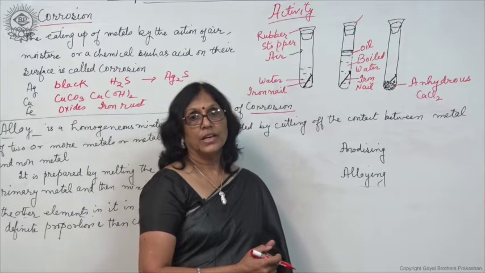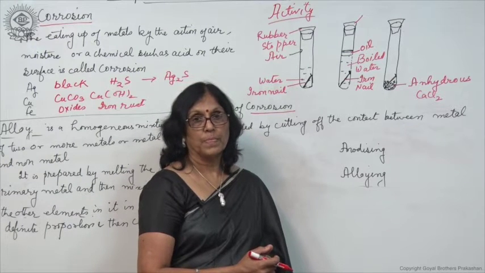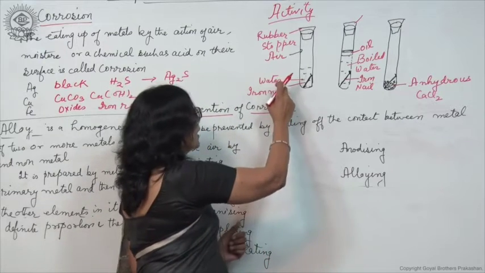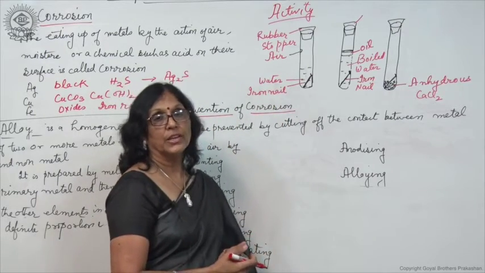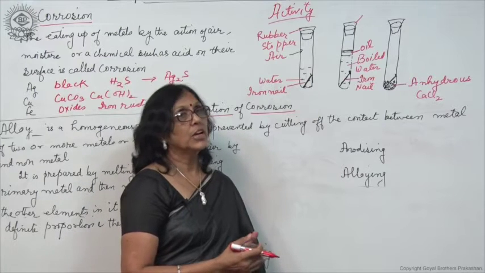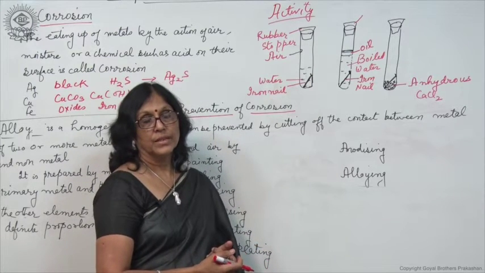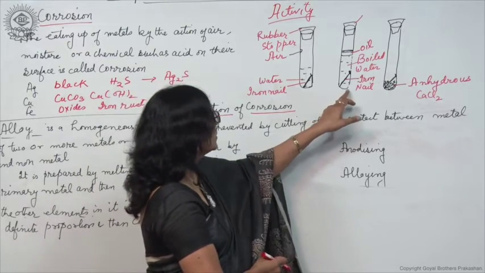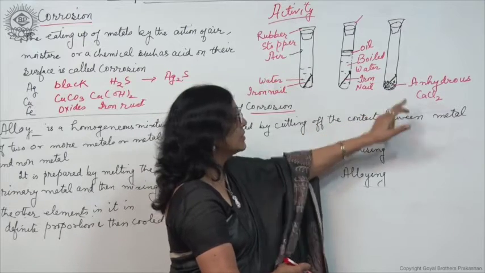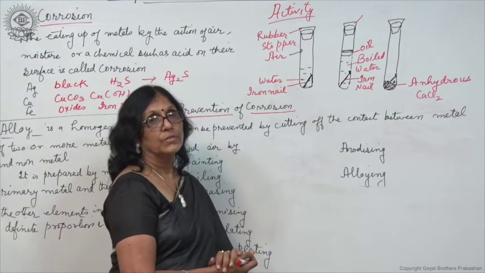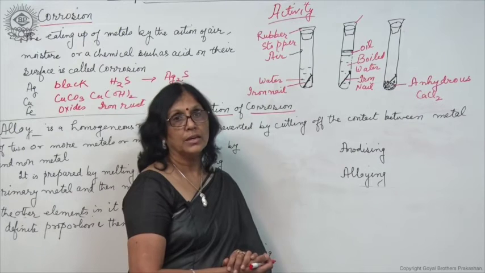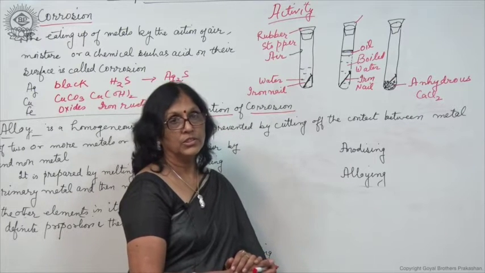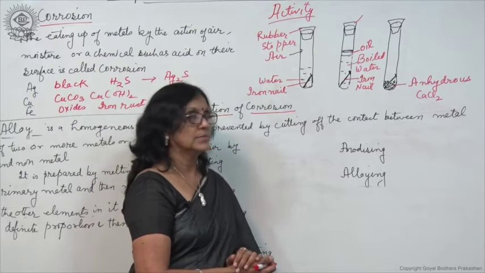So, what does it indicate? It shows that for rusting of iron, both air and water are necessary, air and moisture, which are always present in the air, which cause rusting of iron. In the second case, there is no air, and in the third case, there is no moisture, which clearly proves that both air and moisture or water are necessary conditions for rusting of iron.